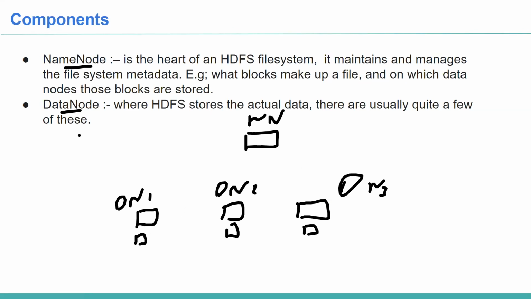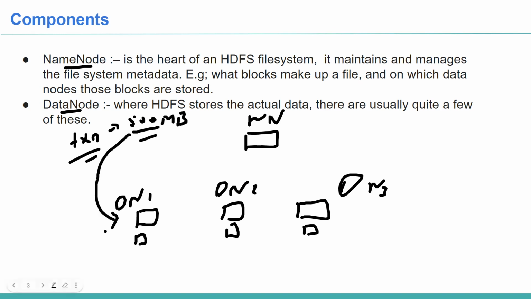Let's say I have a file for transaction data, and this file is of size 500 MB. To store this data, let's say I'm going to store it in data node 1. The name node is basically a master, and these are called the slave nodes. So this is called a master node, and this is called a slave node.